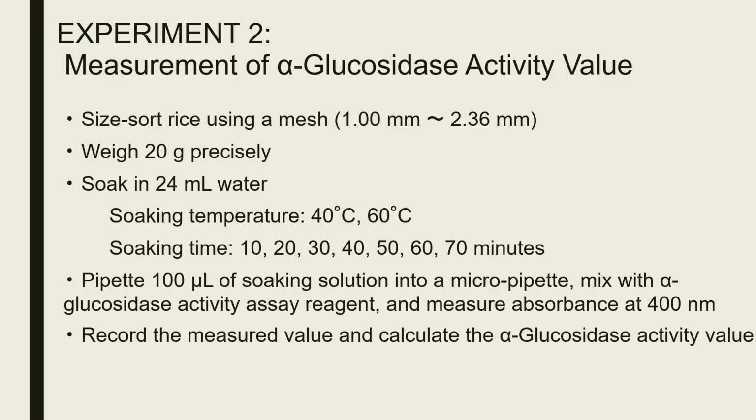The alpha-glucosidase activity value was measured as follows. First, rice grains were sieved using a mesh, 1 mm to 2.36 mm, and 20 grams was accurately weighed before being immersed in 24 ml of water.